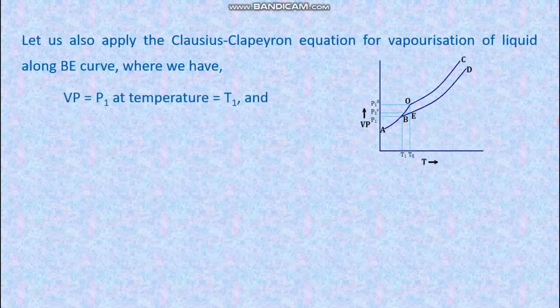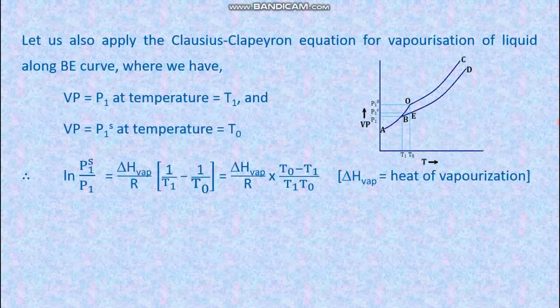So let's write them. So vapor pressure equal to P1 at temperature T1 and vapor pressure is P1S at temperature T0. And now again put this in the Clausius-Clapeyron equation similarly. So this way we get natural log of P1S by P1 equal to delta H vaporization. Here in place of delta H sublimation we are writing delta H vaporization, because we have applied this for vaporization of the liquid, because this curve is actually the vaporization curve of the solution, BED curve. Here BO was the sublimation curve, but BE is the vaporization curve. So that is why in the earlier equation we wrote delta H sublimation, but here we have to write delta H vaporization.